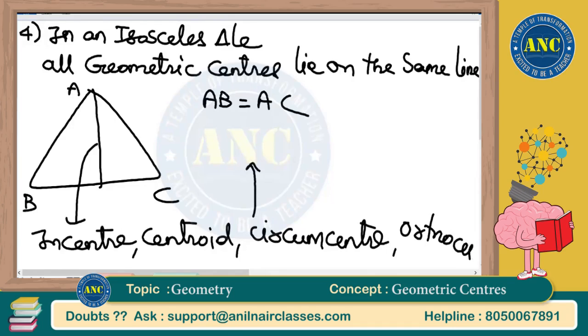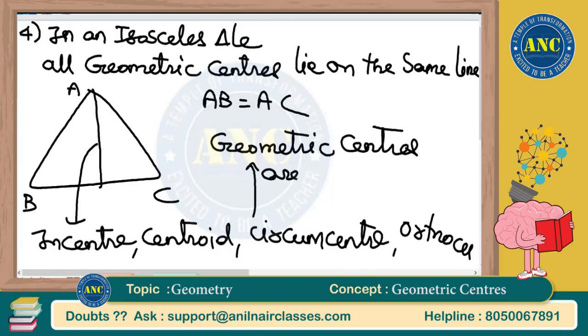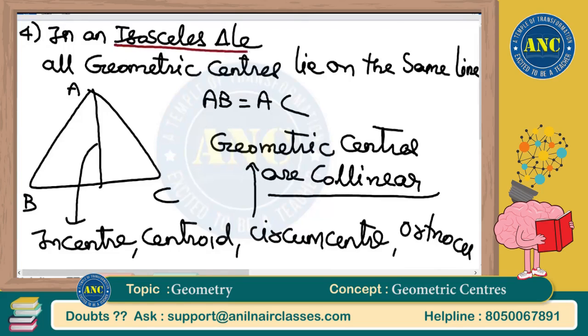In an isosceles triangle, geometric centers are collinear. Collinear means they lie on the same line. Only in an isosceles triangle do all the geometric centers lie on the same line. Any 3 points, if they lie on the same line, are called collinear.